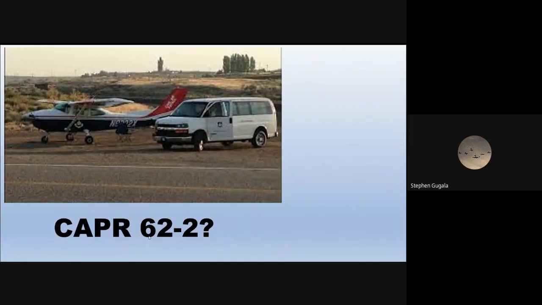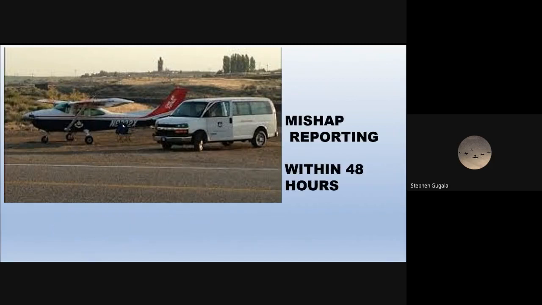Does anybody remember what 62-2 is? And again, we're not in a fun classroom and I can't see your faces with my PowerPoint, so I'm going to tell you 62-2 was mishap reporting. What we're looking at in this case is an aircraft that actually landed on something other than an airport. They're off-site, and they're going to have to fill out the paperwork to explain why they're off-site.